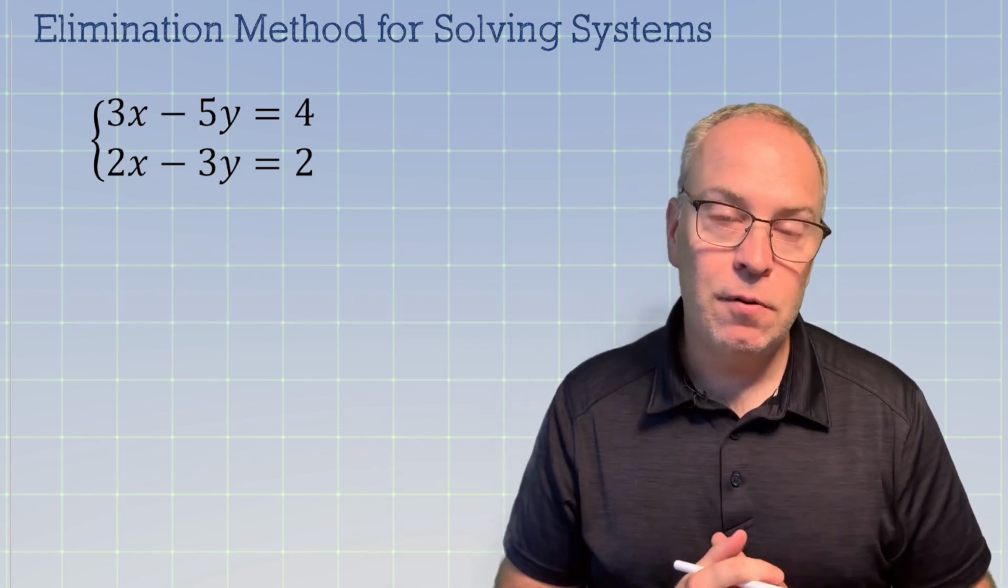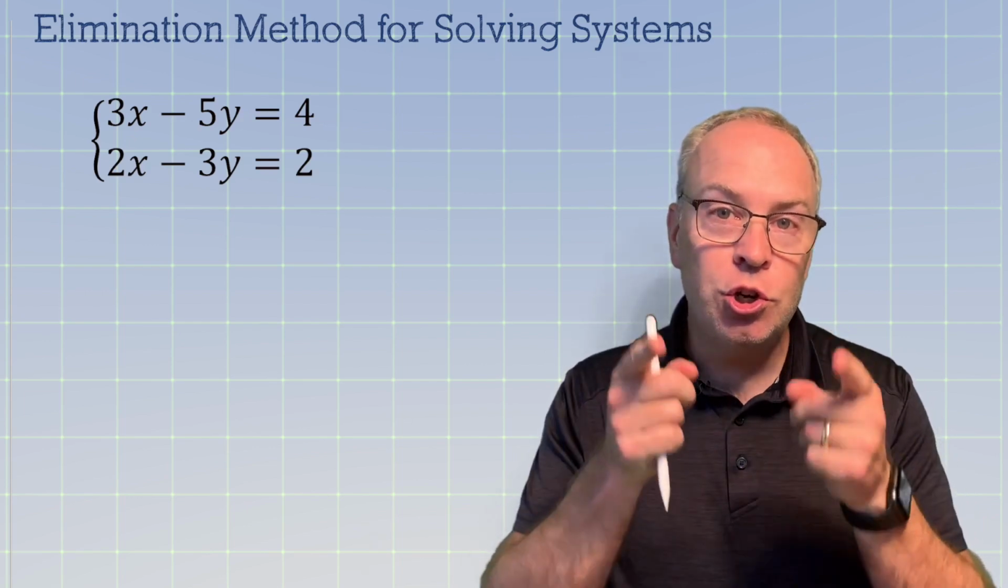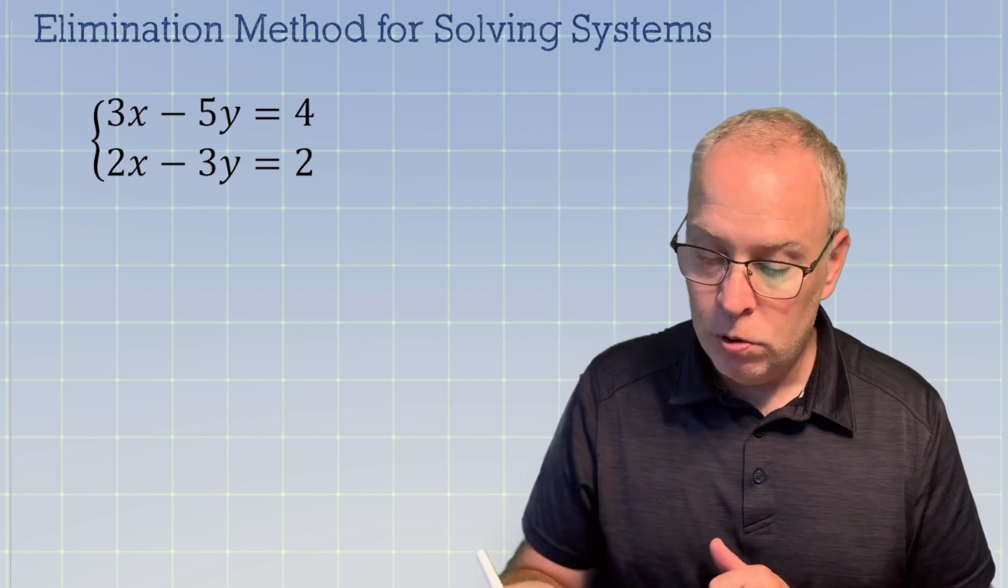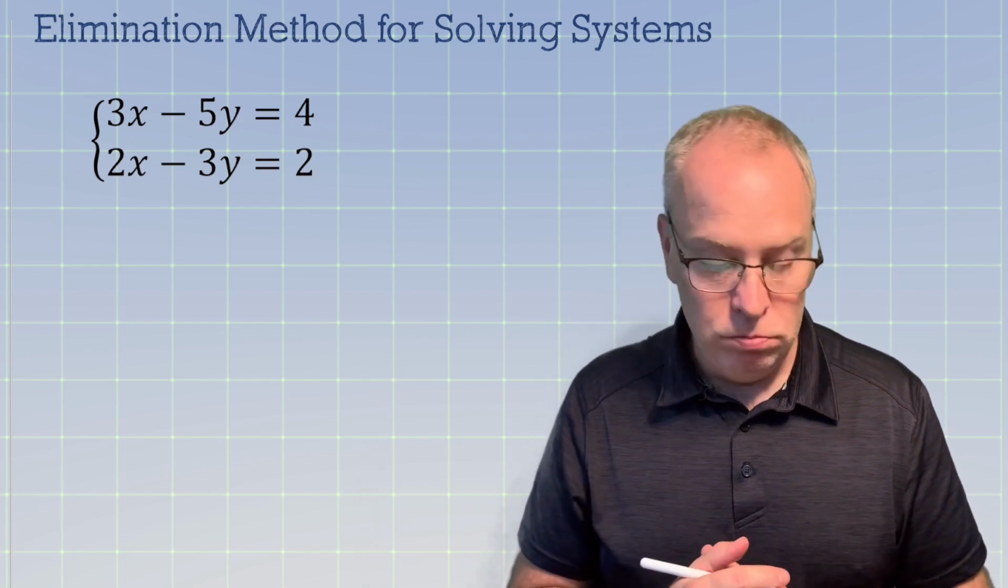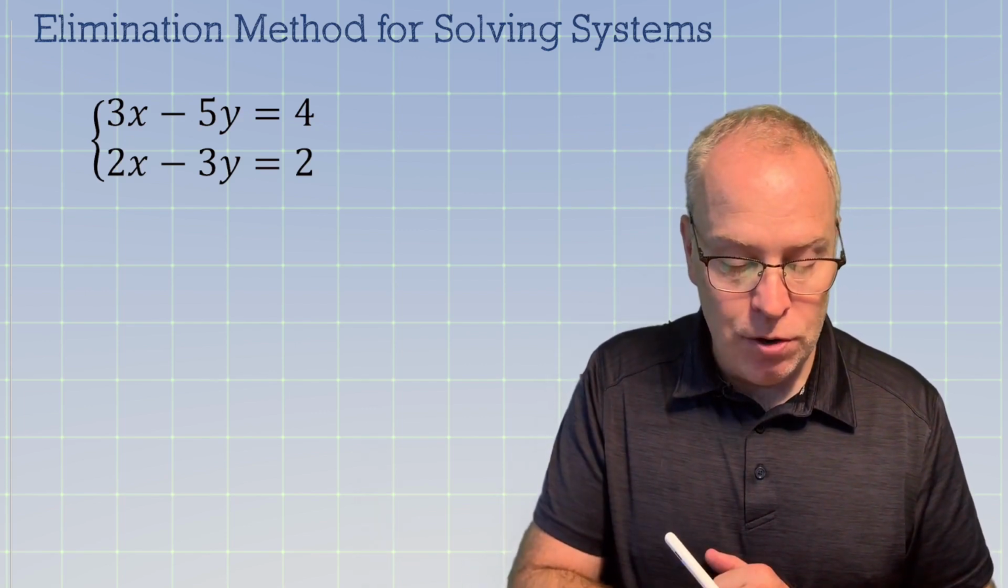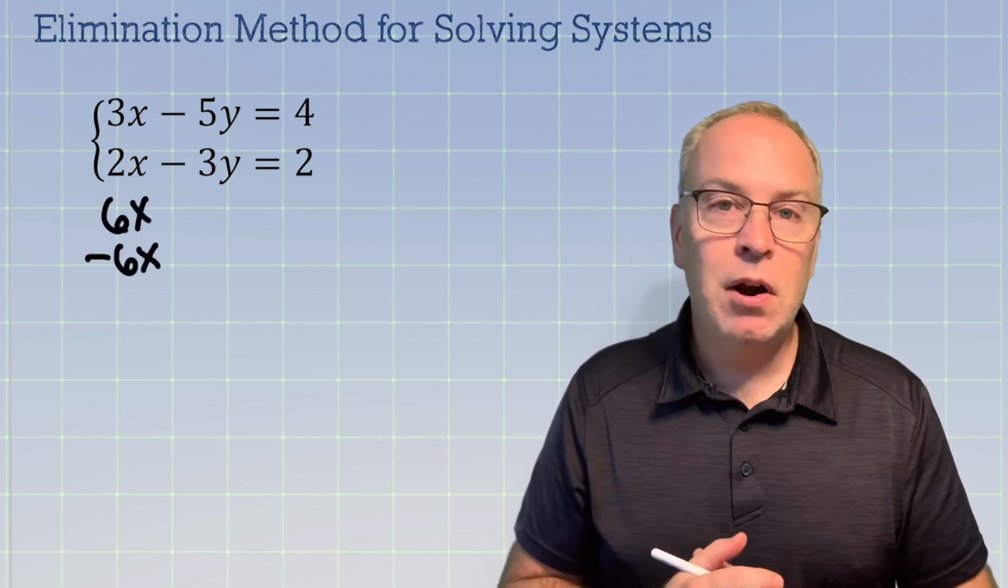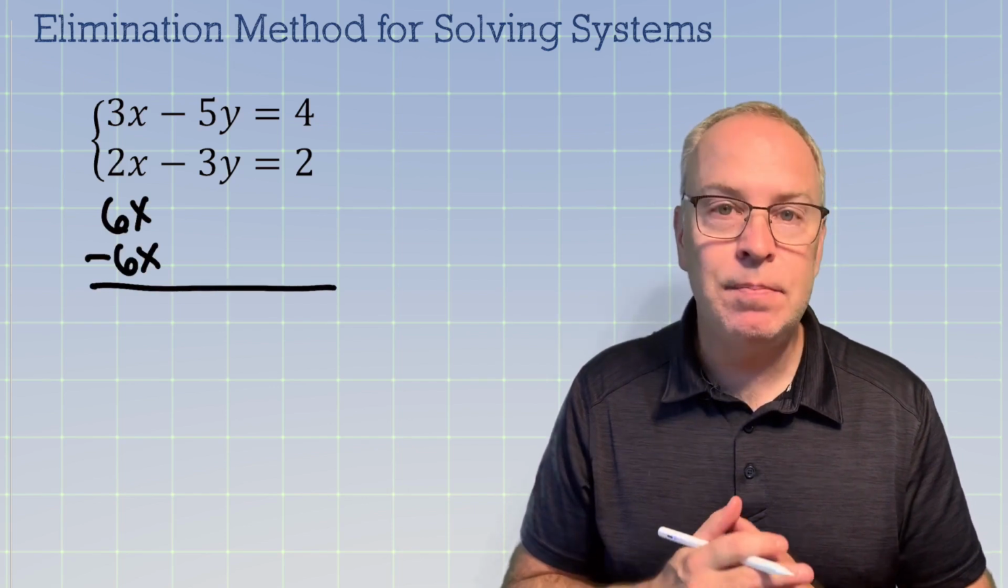Now, listen to me carefully, we need something to add up to 0. So you're going to have to make the executive decision. You're going to need to decide what your goal is here. So my goal, I think, is going to be to turn this into 6x and negative 6x. All right, and then the x's will add up to 0.